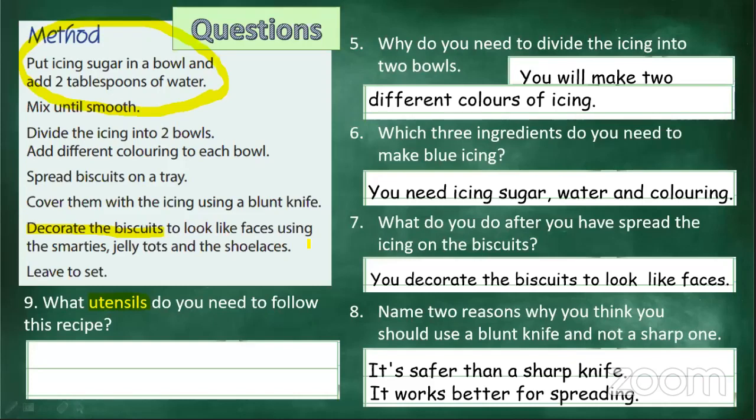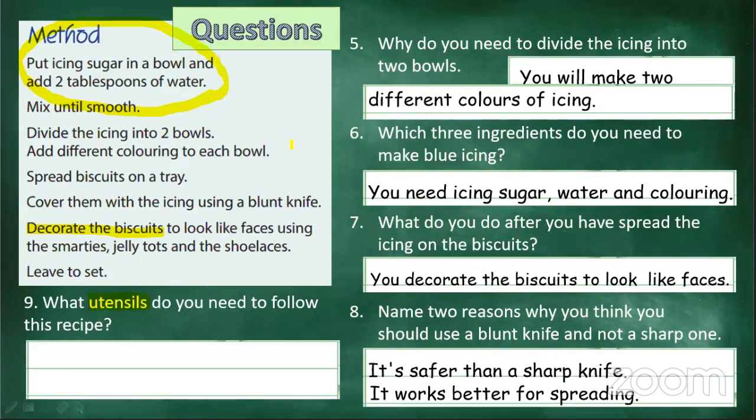So let's go through the recipe together. And as you see something, just remember. So there we have put icing sugar in a bowl. Remember that. Add 2 tablespoons of water. There you can remember that. Mix until smooth. Divide the icing into 2 bowls. So we have more bowls. Spread biscuits on a tray. Cover them with the icing using a blunt knife. Right, I think that's all we can get from the recipe.